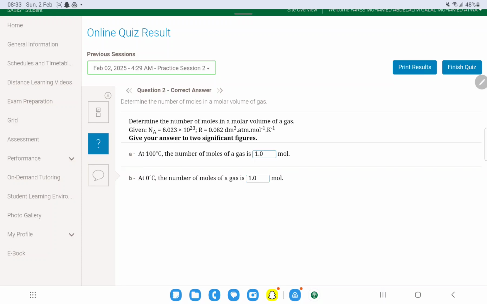For question 2, determine the number of moles in a molar volume of gas. Here they said in a molar volume of gas. In a molar volume means in 1 mole. So without doing any math, you just put 1.0 mole. They want two significant figures. Whenever they tell you molar volume, they want it 1 mole.